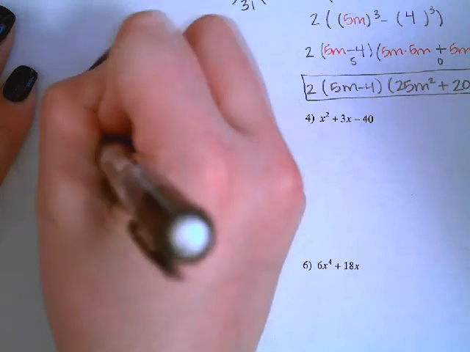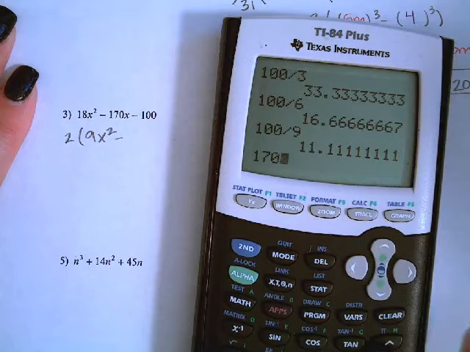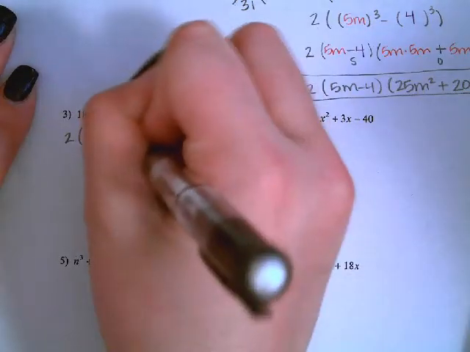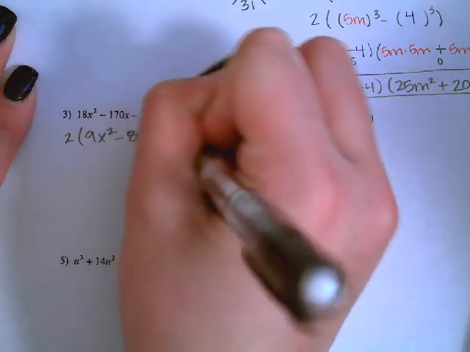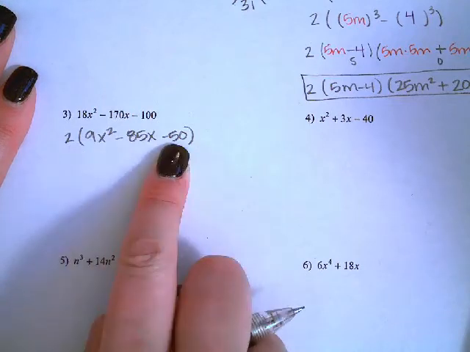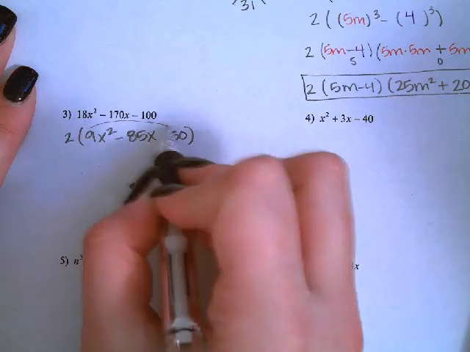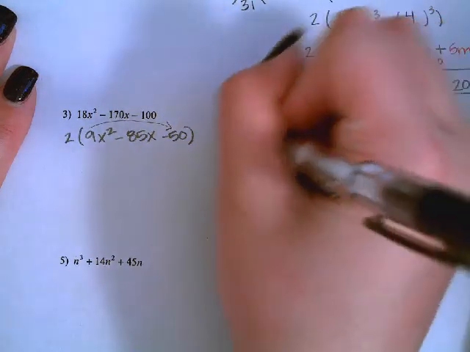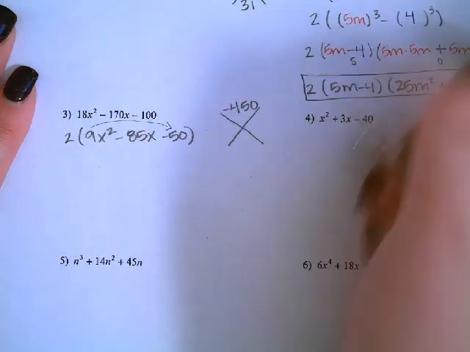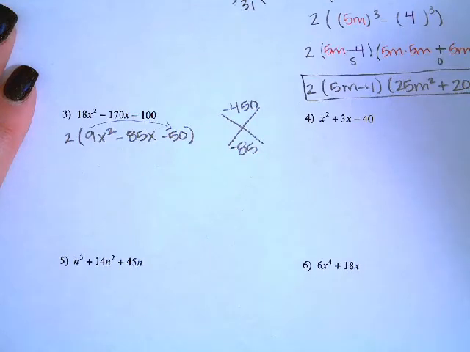So that leaves us with 9x squared minus 85x minus 50. And then at this point we have a trinomial. It's got a 9 in front of the x squared. That makes it a slide divide problem. So 9 multiplied by negative 50 is negative 450. So we're multiplying to negative 450 and adding to negative 85.